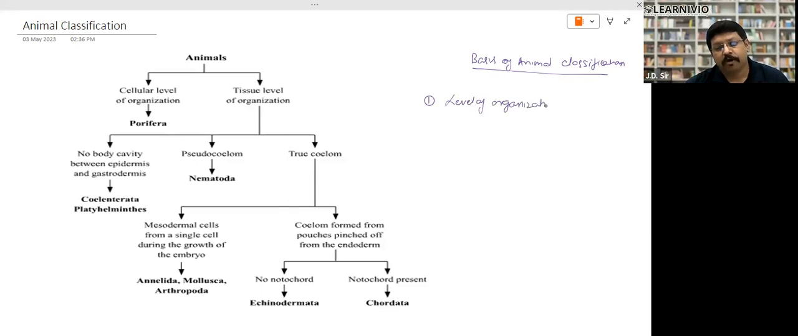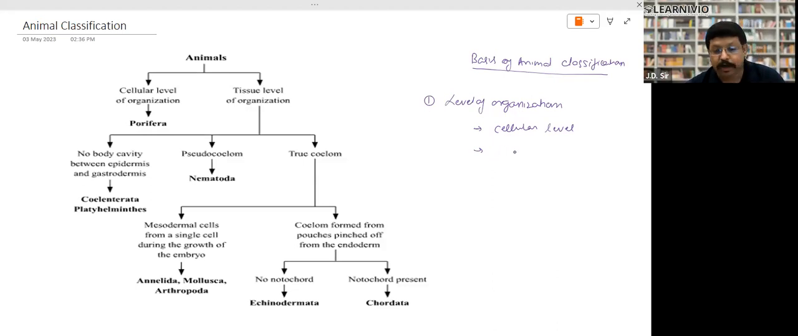So what is the level of organization? Level of organization means there are certain animals which are just a collection of cells, right? So that is the cellular level of organization. I'm just going to brief you. For the sake of example, sponges are just a collection of cells. So we can say that the body is not organized in the form of tissue. That is just the cellular level of organization.